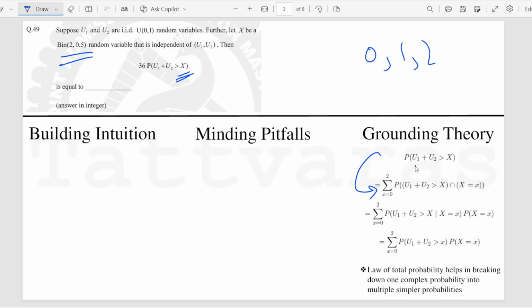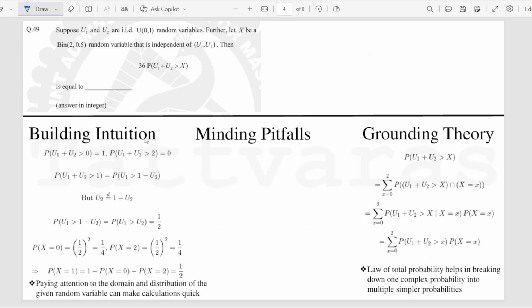So we started with three variables in one setup. Now we have over here actually two variables and a constant, because X is conditioned to take a constant value, multiplied by a probability which should be easy to compute because binomial distribution is a standard distribution. Okay, so this is what we have.